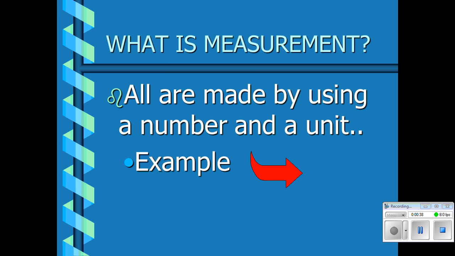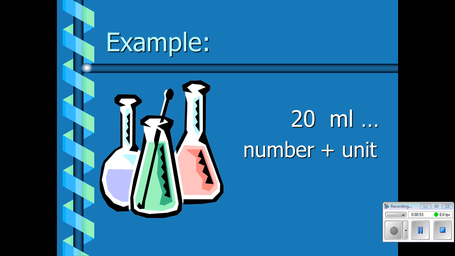All are made by using a number and a unit. So you've got to have both in order to have a measurement. If you just told me 35, that's not a measurement. You've got to have the number and a unit. If you told me 35 pencils, that's a measurement because you've got the number and the unit. And our example is 20 mLs, or 20 milliliters of a liquid. You've got a number, 20, and you've got milliliters as the unit. So that's a measurement because you've got the number and the unit. Make sure you have both, otherwise it's not a correct answer.